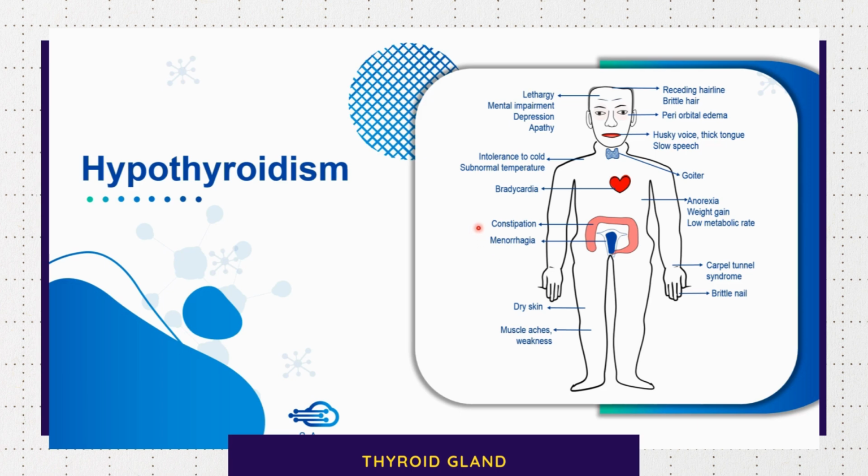They can have constipation because of decreased gastrointestinal motility, and in females they can have menorrhagia. They will have dry skin, body ache, and generalized weakness.